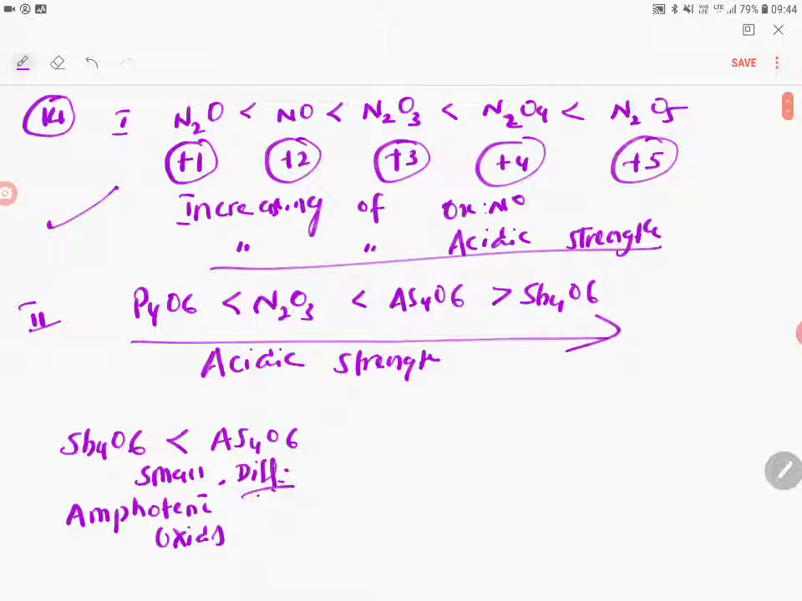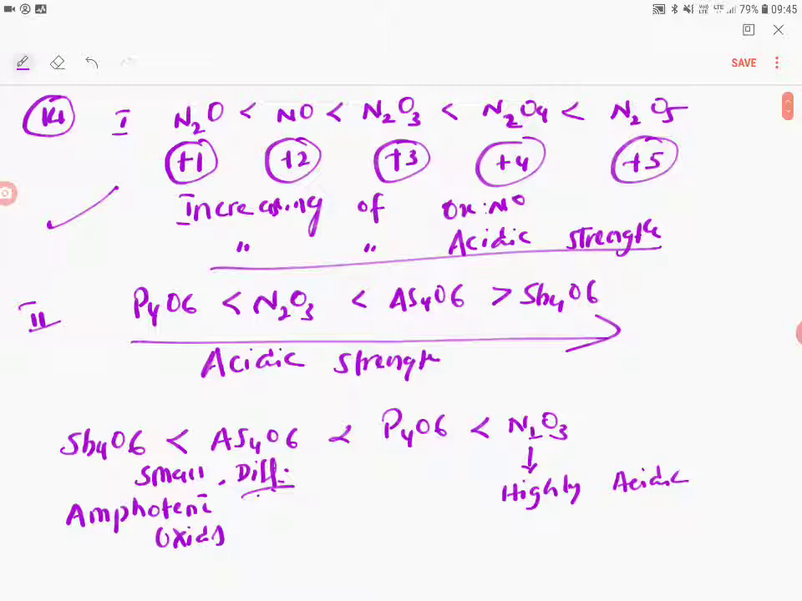Next, coming to the next one is P4O6. Then comes N2O3. Therefore, this is highly acidic. P4O6 is a little bit less acidic than N2O3. Okay, because of the fact that when they dissolve in water, when they hydrolyze, they give the corresponding acids, and the corresponding acids have a greater strength compared to the next molecule.